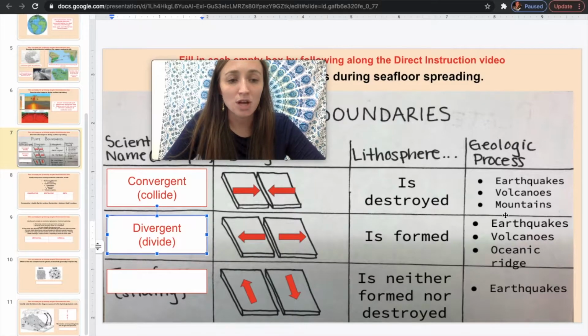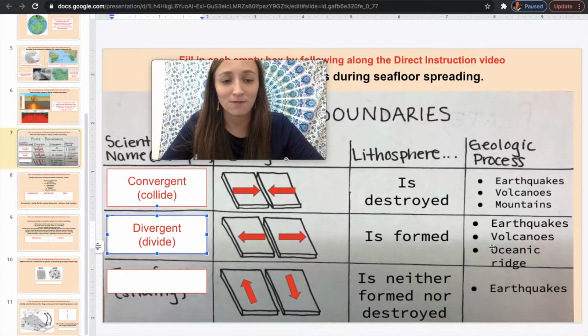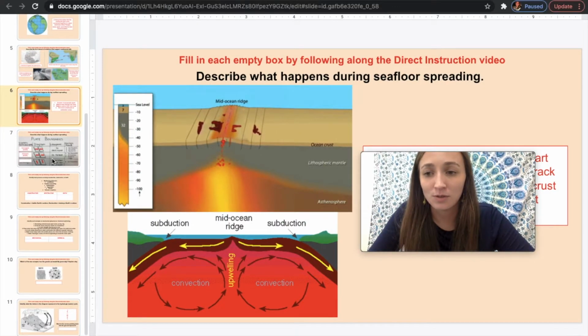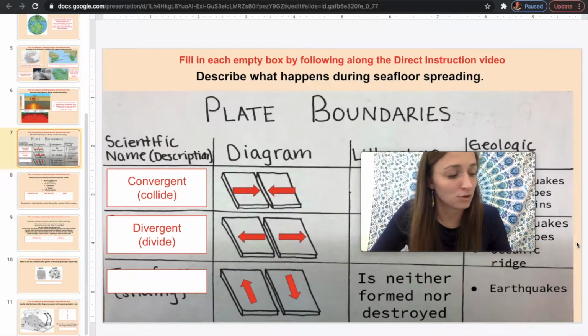Okay? So here we're going to have more earthquakes because the earth is moving. You can also have volcanoes form at divergent boundaries, or that's where you get that oceanic ridge forming because of that seafloor spreading, because see how they're dividing? So that is a divergent boundary.